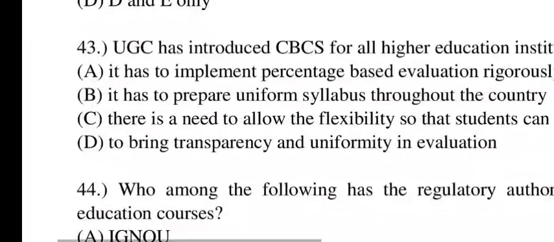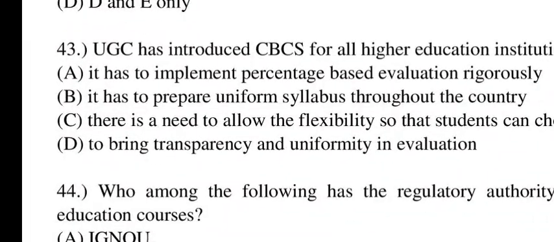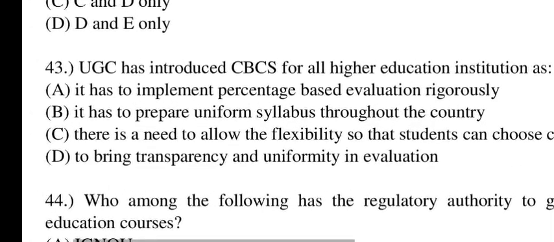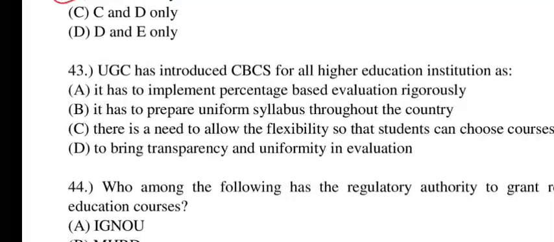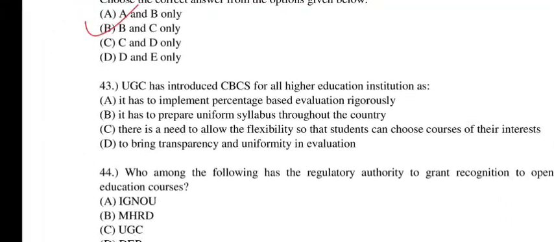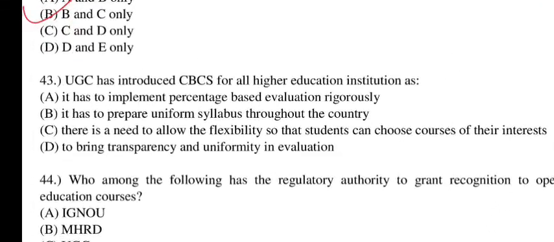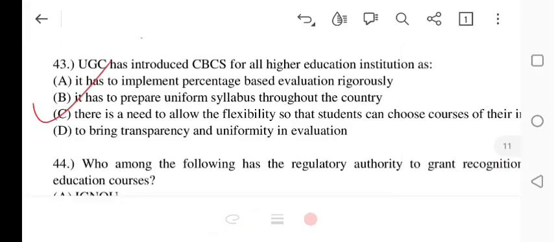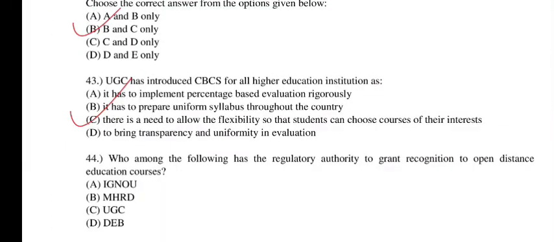Question 43 says UGC has introduced the choice-based credit system, in short CBCS, for all higher education institutions as what? A, it has to implement percentage-based evaluation rigorously. B, it has to prepare uniform syllabus throughout the country. C, there is need to allow the flexibility so that students can choose courses of their interest. D, to bring transparency and uniformity in evaluation. The correct option will be C. There is need to allow the flexibility so that the students can choose courses of their interest.